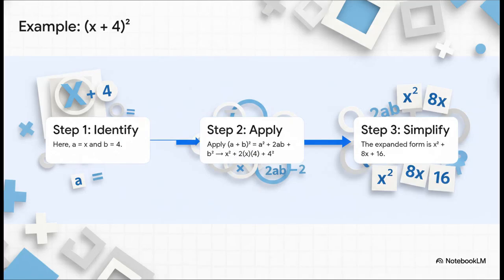Okay, let's put it to work with a real example. Say we have x plus 4 squared. First step, just identify your a and b. Here, our a is x and our b is 4. Simple enough. Now we just plug it into the formula. We get x squared plus 2 times x times 4 plus 4 squared. Let's clean that up, and we get our final answer, x squared plus 8x plus 16. See? Super simple. Just follow the pattern.